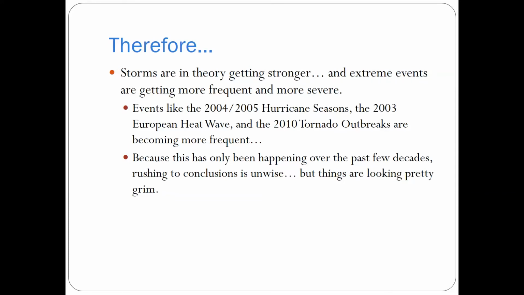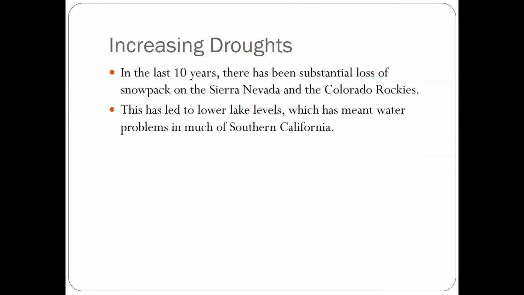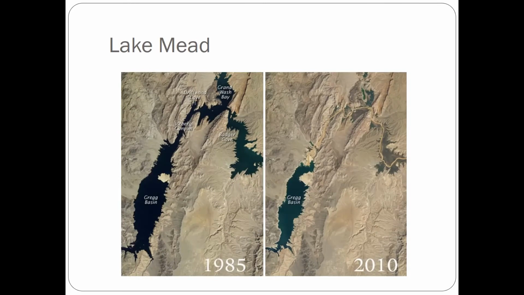What else has changed? What about drought? Now, obviously, we're just recovering from the worst drought in California history. But even before that, the number of droughts on the west coast of the United States has been increasing over the past century. We've had lower lake levels, we've had more water problems. Case in point, this is Lake Mead. Lake Mead is a major source of water for much of Southern California. Well, Lake Mead is substantially drier now than it was approximately 30 years ago.